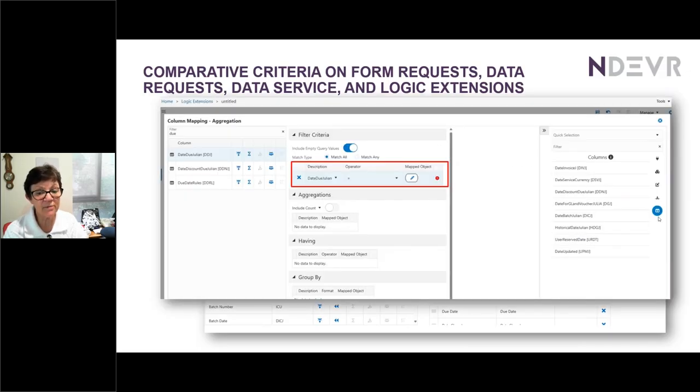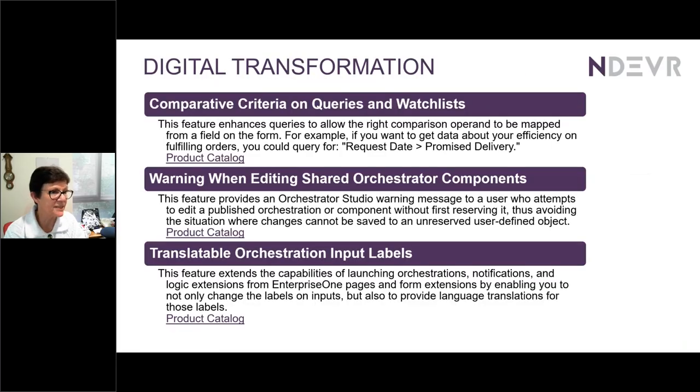You can do the same if you're using the aggregation function in logic extensions. You'll see if I filter on the due date, on the right, there's a new icon for columns. And if you click on that icon, a list of the appropriate columns is provided that you can choose from. So now you can compare within itself, so to speak. So that's the comparative criteria on form requests, etc.